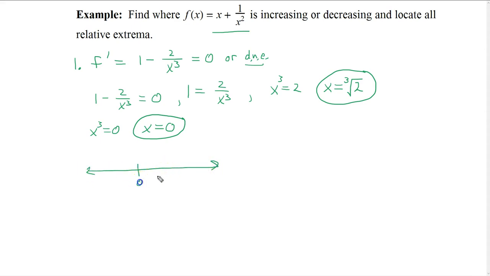0, and we'll put the cube root of 2 right here. Now notice the cube root of 2 is approximately 1.26, so that way we can pick numbers on either side of it. We need to identify what its decimal expansion is. So now we'll pick some test numbers like -1 and 1 and let's say 2. So we'll pick these numbers, put these numbers into the derivative, and see what the sign of f prime is.